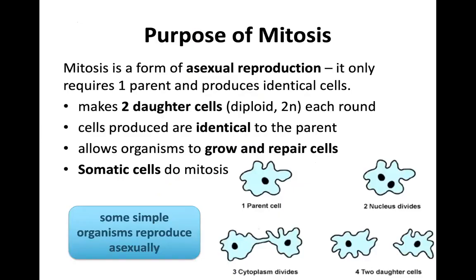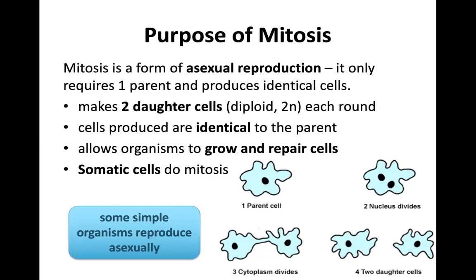Okay, so one of the last things about mitosis, we've already did this on the board. So it is a form of asexual reproduction. 1 parent, identical cells, because there's only 1 parent. So we end up with 2 daughter cells. And these daughter cells are known as diploid, which is 2N, because it is the full amount of chromosomes. So let me explain this, because you're going to see this. We're going to talk about it later when we get to meiosis.